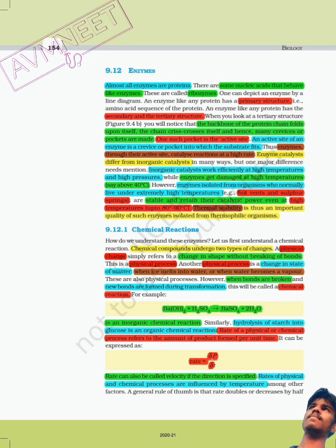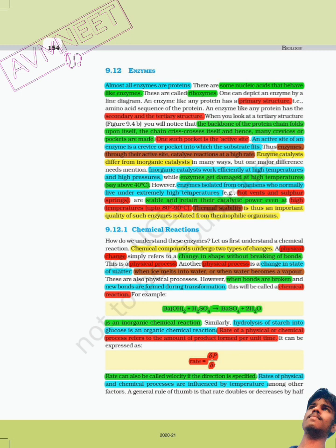However, when bonds are broken and new bonds are formed during transformation, this will be called a chemical reaction. For example, Ba(OH)2 plus H2SO4 will give us BaSO4 plus 2H2O. This is an inorganic chemical reaction. Similarly, hydrolysis of starch into glucose is an organic chemical reaction.